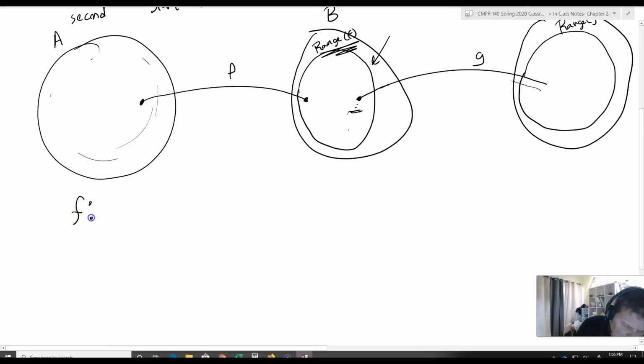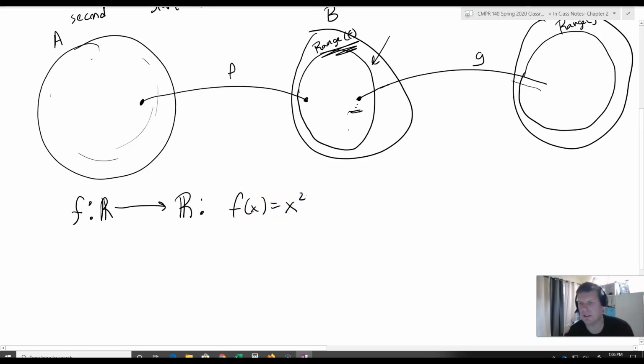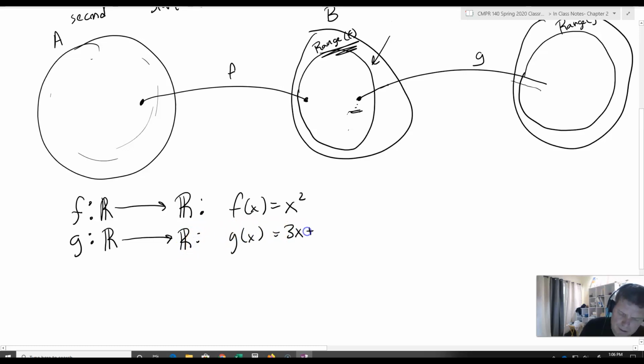Let's take F going from R to R, and we're going to use F of X equals X squared, which we already know has some restrictions on its codomain. There are some things that it can't get to. Its range is limited. Then we're going to have G going from R to R again, but G of X equals 3x plus 1. We're going to draw a picture of G of F, which is just going to go from R, because that's the domain of F, onto the codomain of G.